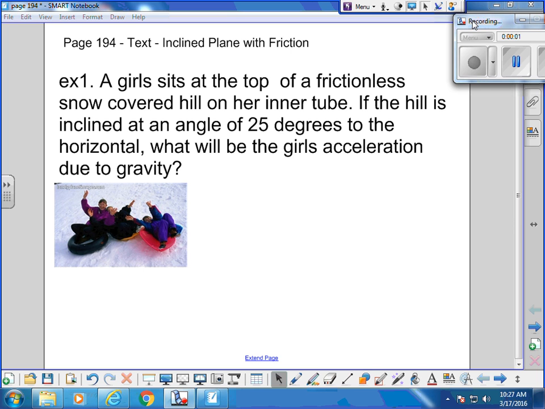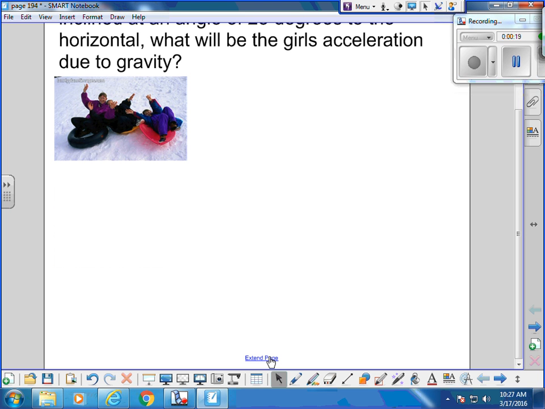Let's begin. There's a couple of fun stories. A girl sits at the top of a frictionless, snow-covered hill on her inner tube. If the hill is inclined at an angle of 25 degrees to the horizontal, what will be the girl's acceleration due to gravity? You will notice that one thing is missing. The girl's what? Mass. What are we going to do?